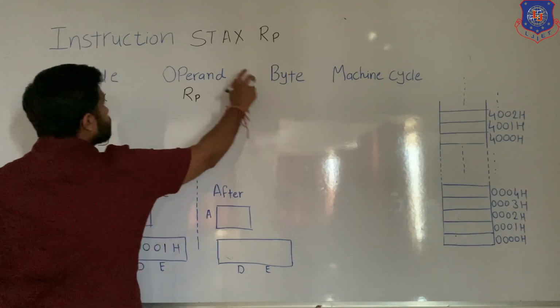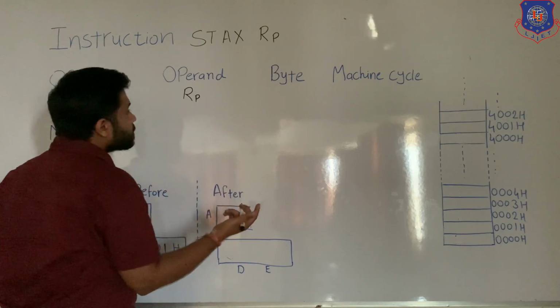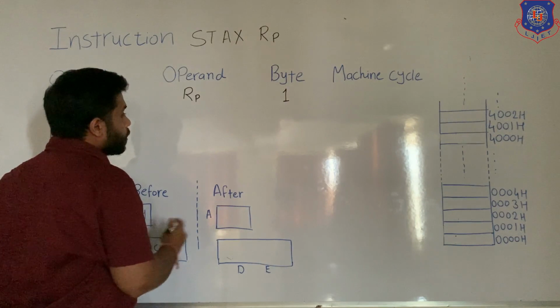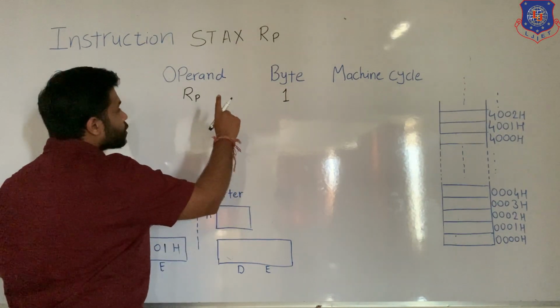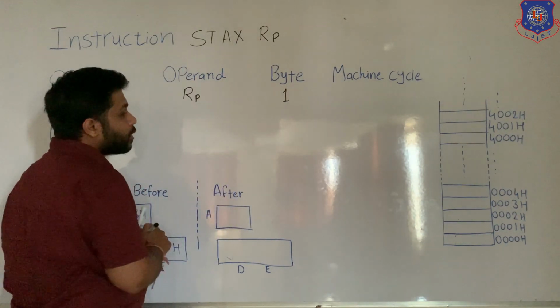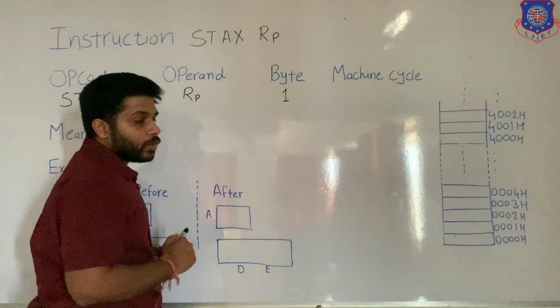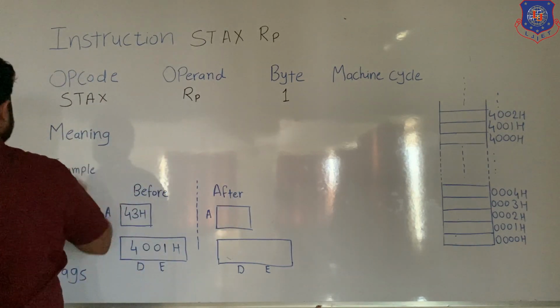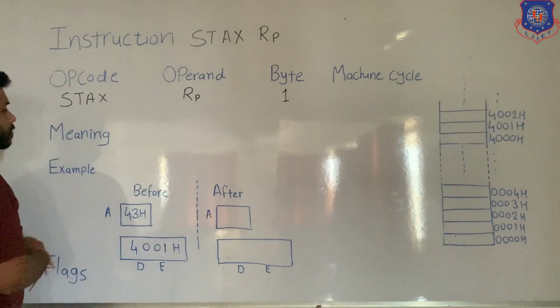In this instruction, you can see that no data is present. It means this instruction is of 1 byte. 1 byte instruction means when this instruction is stored in the memory, it will occupy only one memory location. Machine cycle, we are going to see a bit later. Let's first see the meaning of the instruction.